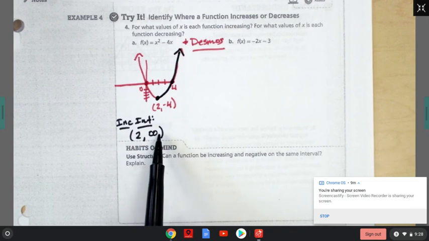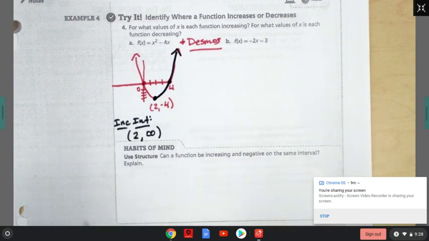Infinity always has a parenthesis. 2, once again, it's not really increasing. It kind of turns right there. It's like a stopping point. So that always will get a parenthesis as well, okay? So that would be the increasing part.